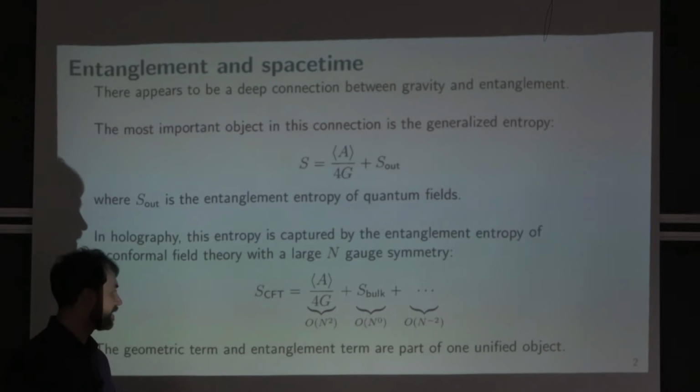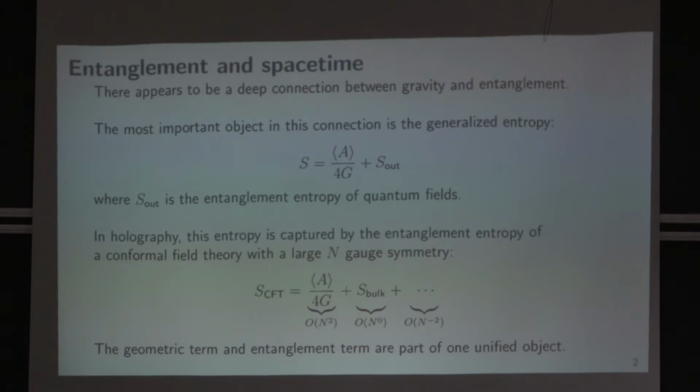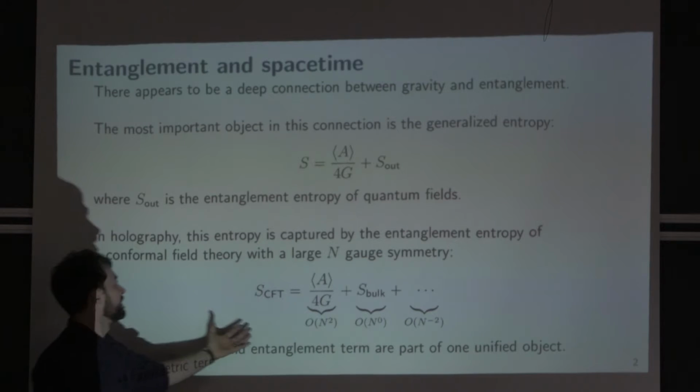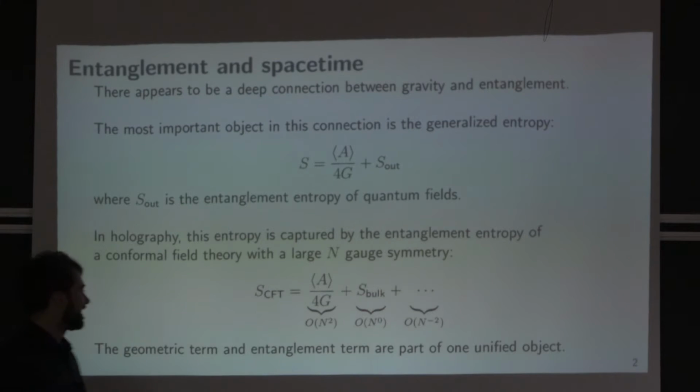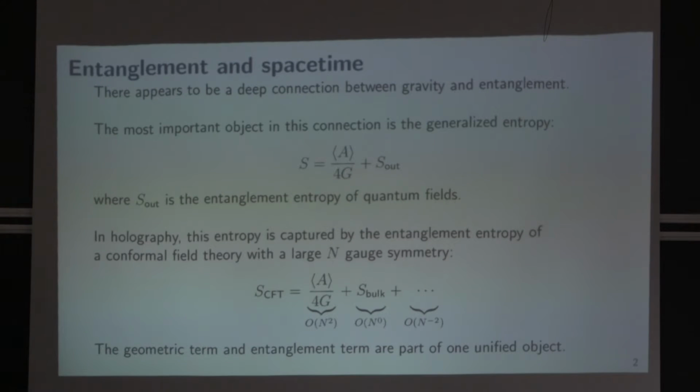And you expand the entanglement entropy in the 't Hooft large N expansion, and you see something like this, where this classical Bekenstein-Hawking-like term, or the Ryu-Takayanagi term, comes at order N squared. One can argue that the subleading corrections are capturing this bulk entropy term, and those appear at order N to the 0. And there are further corrections, which won't be important for this talk.